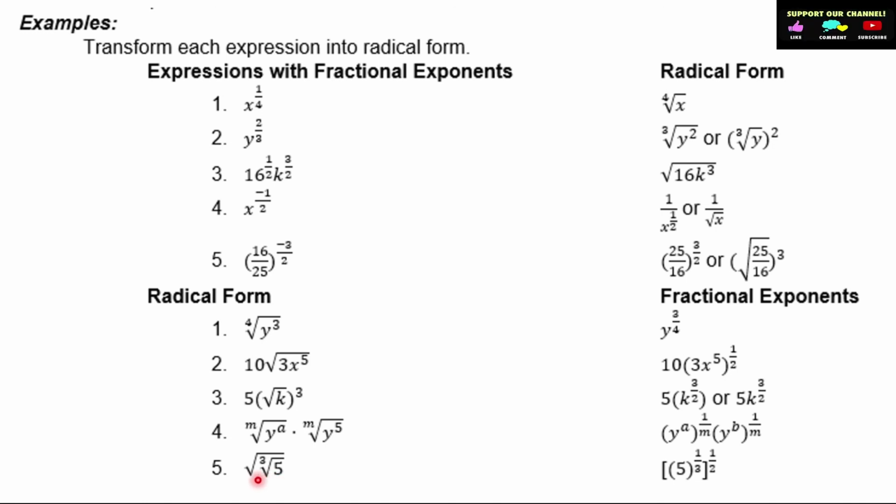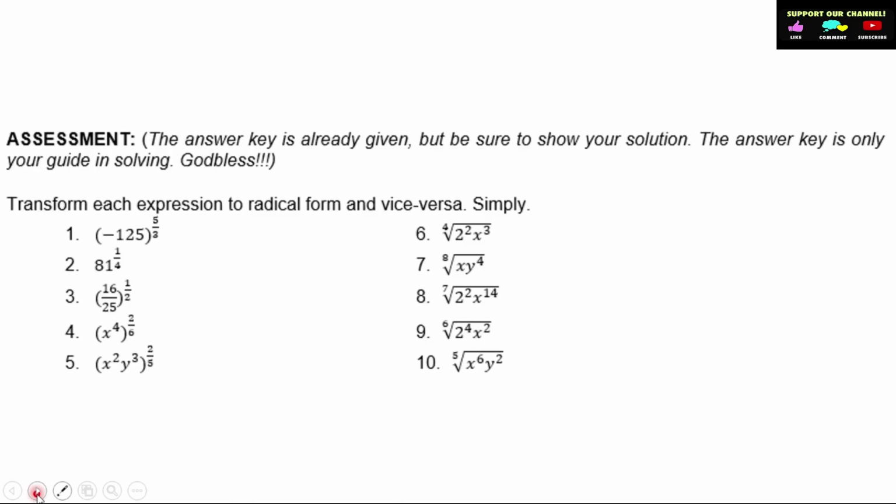Kanisay atong unahon. Square root of cube root of 5. So cube root, 1 over 3. So 5 to the power of 1/3. Then na-solve na nimo. The square root man. So, 1/2. Okay? So, for your assessment, transform its expression to radical form and vice versa.